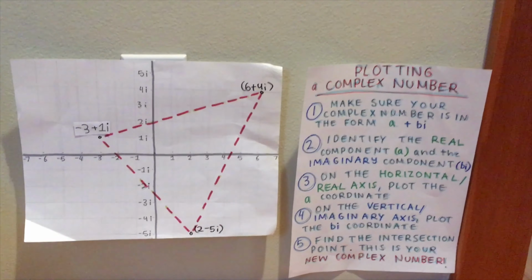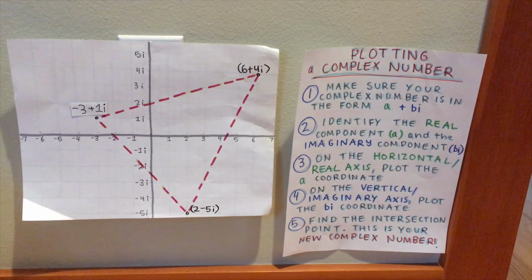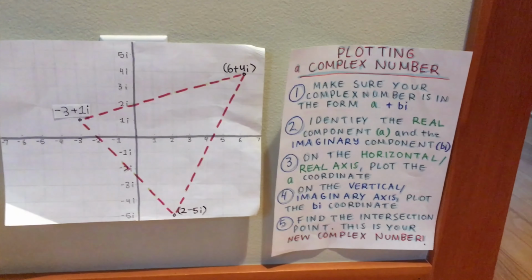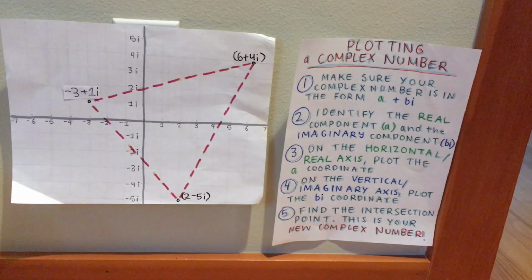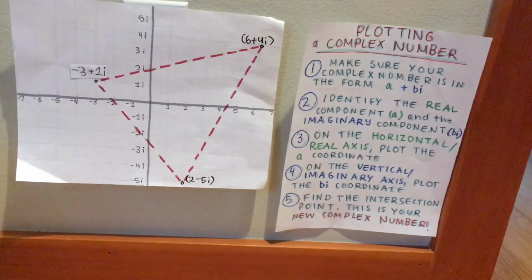Now we will run through one last example problem to solidify our understanding on plotting a complex number on the complex plane. In this case, our number is 2 minus 5i. Our real component is 2, and our imaginary component is -5i.